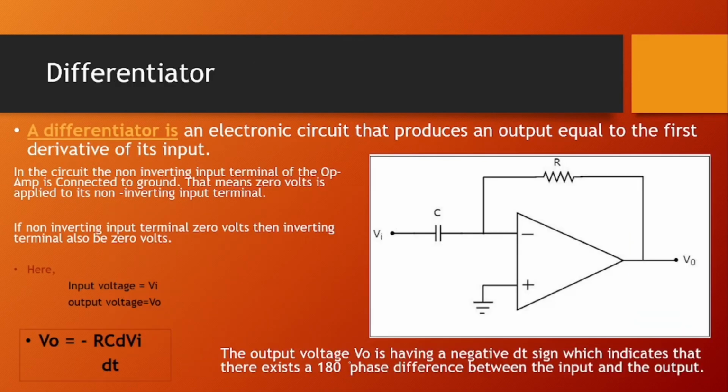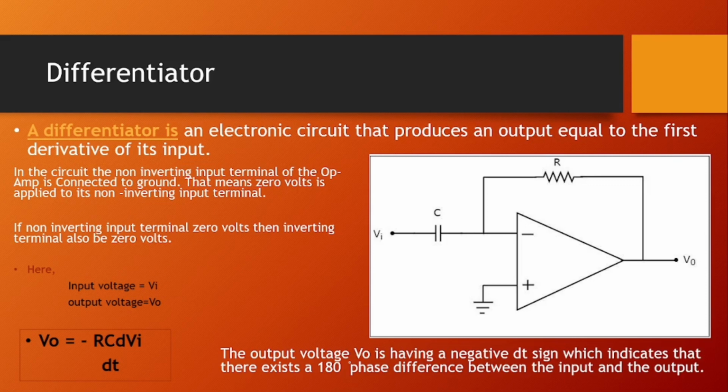Next slide, please. First, we're going to talk about our differentiator. A differentiator is an electronic circuit that produces an output equal to the first derivative of its input. In the circuit, the non-inverting input terminal of the op amp is connected to the ground. That means 0 volts is applied to its non-inverting input terminal. So if the non-inverting input terminal is at 0 volts, then the inverting terminal would also be at 0.